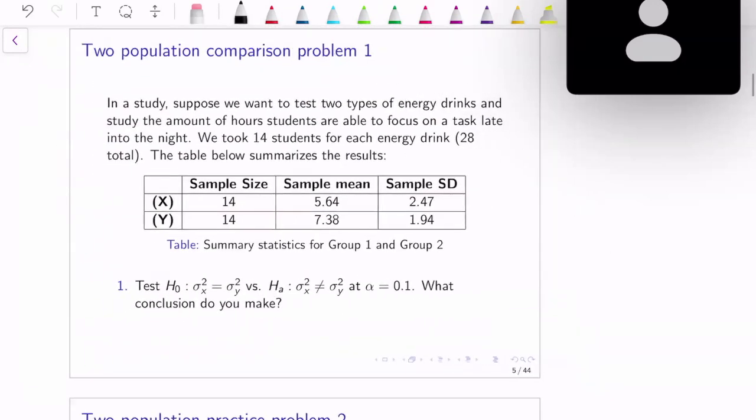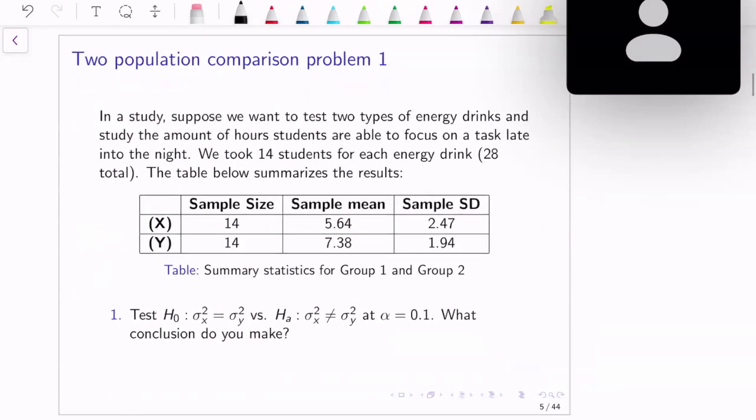So I'll give you 2 minutes to do this problem. In a study, suppose you want to test two types of energy drinks and study the amount of hours students are able to focus on the task late into the night. We took 14 students for each energy drink, 28 total, and we have the summary statistics below, and it's asking you to do the test and make a conclusion. So I'll give you 2 minutes to fill this one.